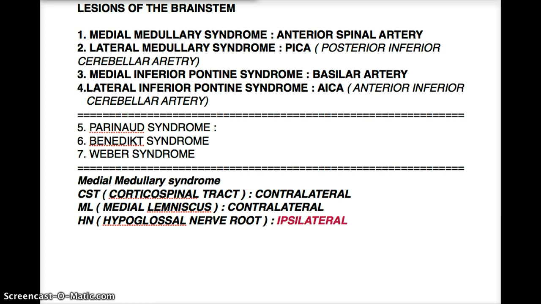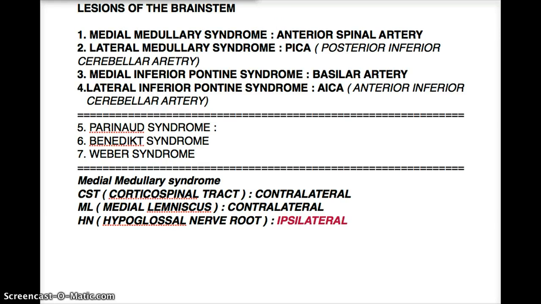So let's quickly summarize what we have learned. We have learned that cranial nerves 3 and 4 come from the midbrain, 5, 6, 7, and 8 come from the pons, and 9, 10, 11, 12 come from the medulla. Now, the medial medulla is supplied by the anterior spinal artery. The lateral medulla is supplied by PICA, or posterior inferior cerebellar artery. If there is a block in the anterior spinal artery, then we're going to have medial medullary syndrome. If there is a block in the PICA, then we're going to have lateral medullary syndrome.